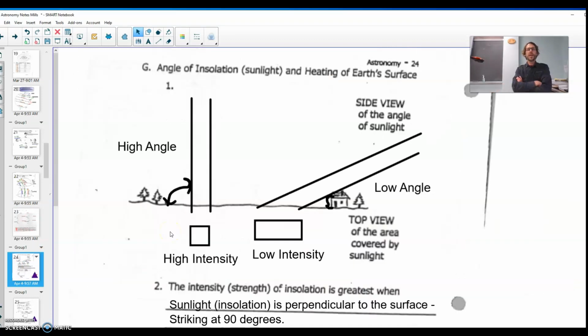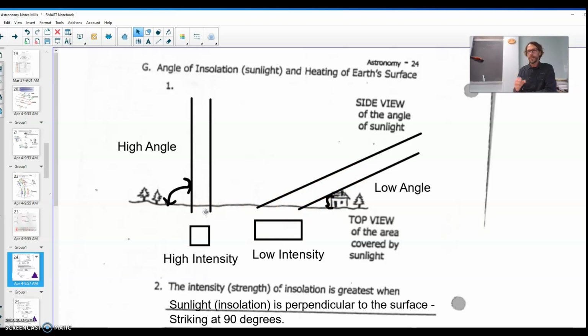Okay, the next page, they're saying the angle of insolation and the uneven heating of the Earth's surface. So if we have high angle insolation, now remember, insolation means incoming solar radiation, aka sunlight. So they're saying the angle of sunlight heats the Earth's surface differently. So a high angle of insolation, high angle of sunlight, we have high intensity. And a low angle, we have low intensity because you're spreading the beam out over a greater area.